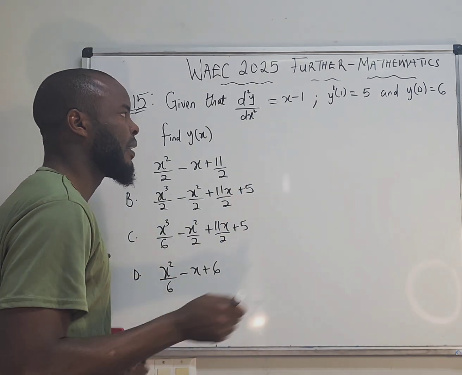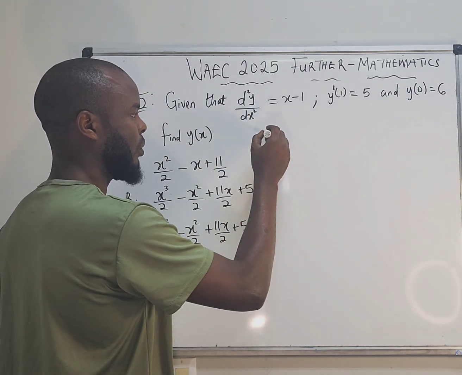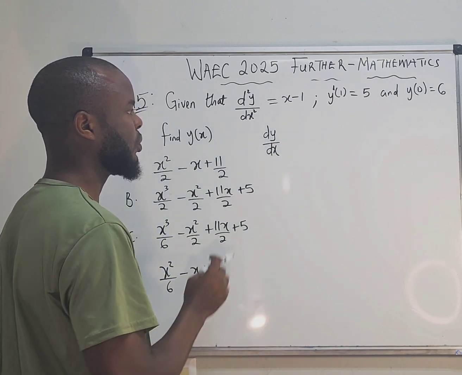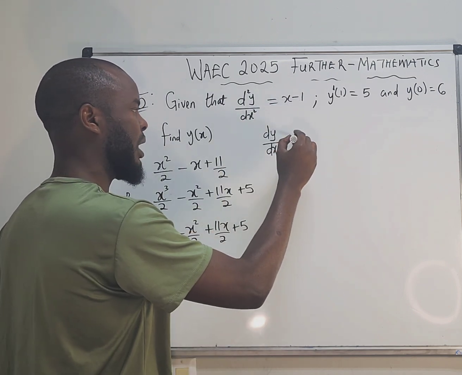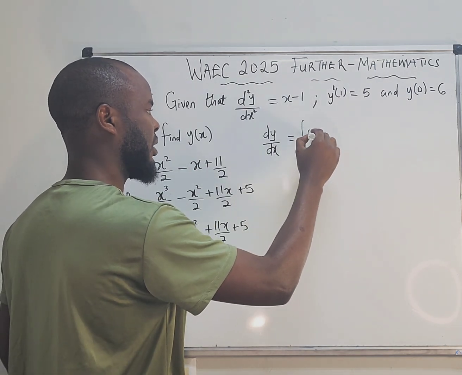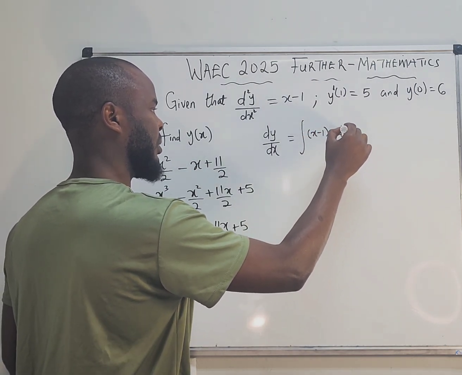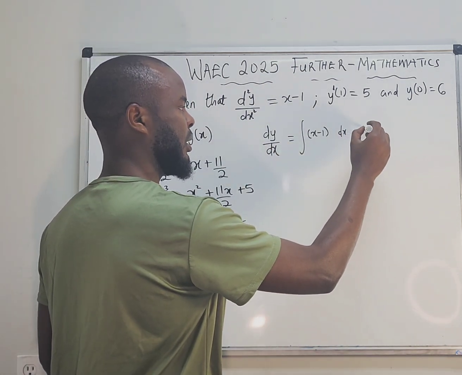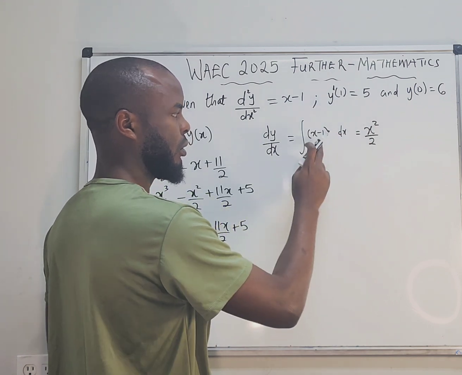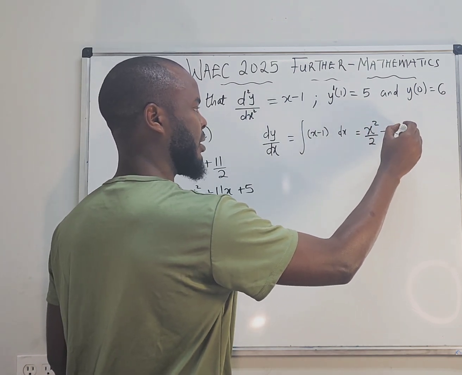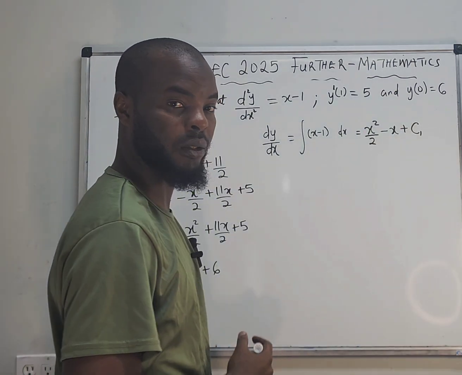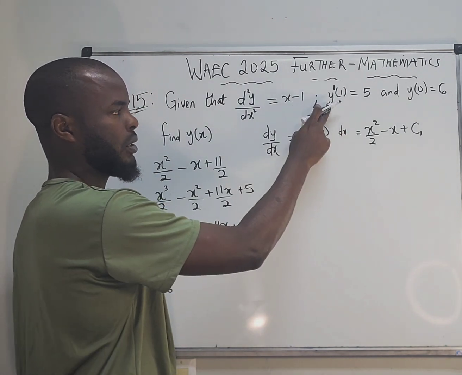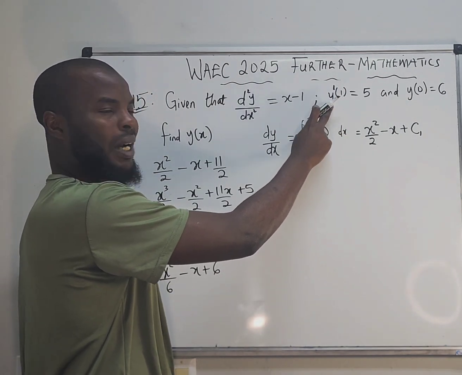Now, let's do this. The second derivative has been given as this. What about the first derivative? To get the first derivative means you want to integrate both sides. So you find the integral of this with respect to x. When you integrate, this is going to be x squared over 2 minus x plus c1, which is the constant. This is the first integral, and this is the same thing as saying dy/dx.